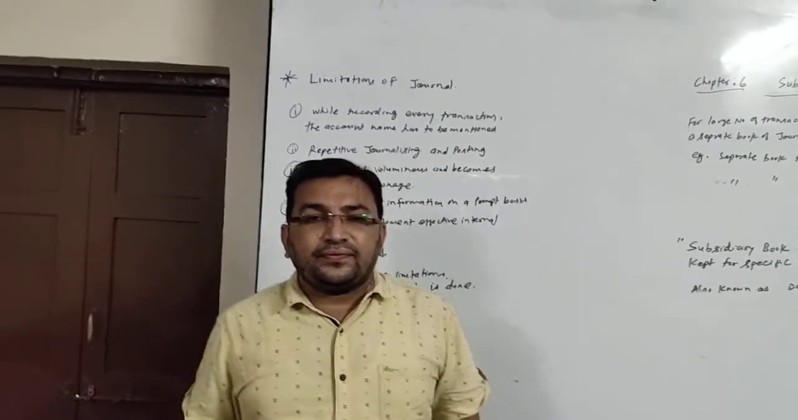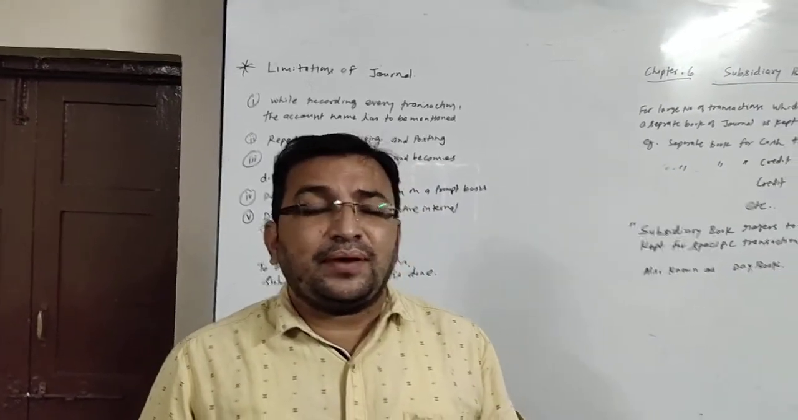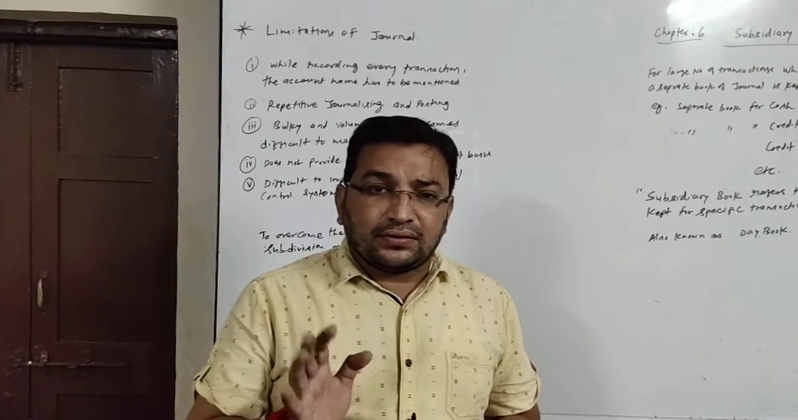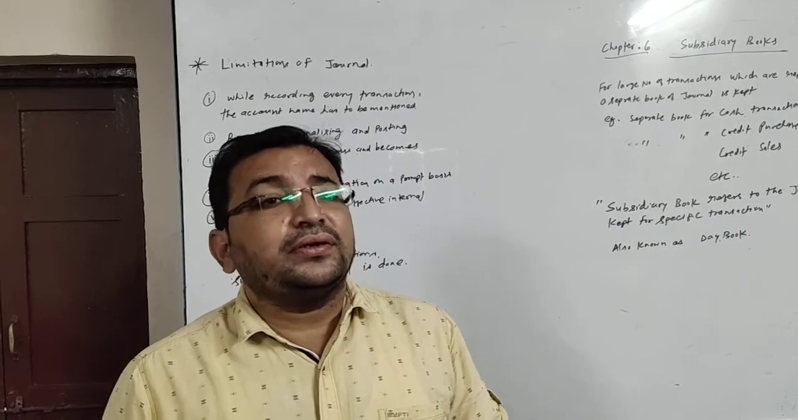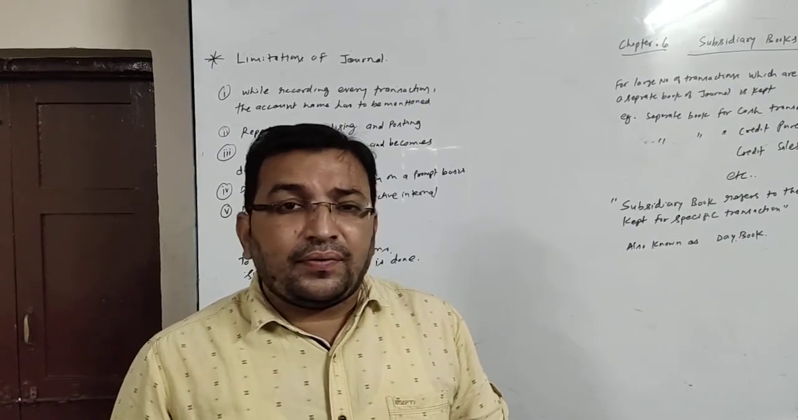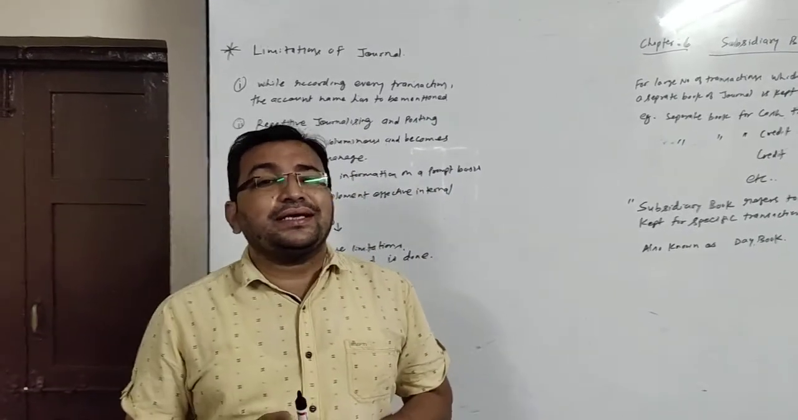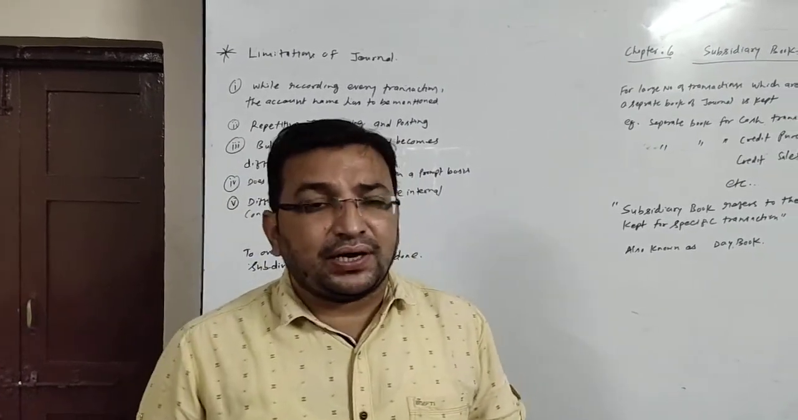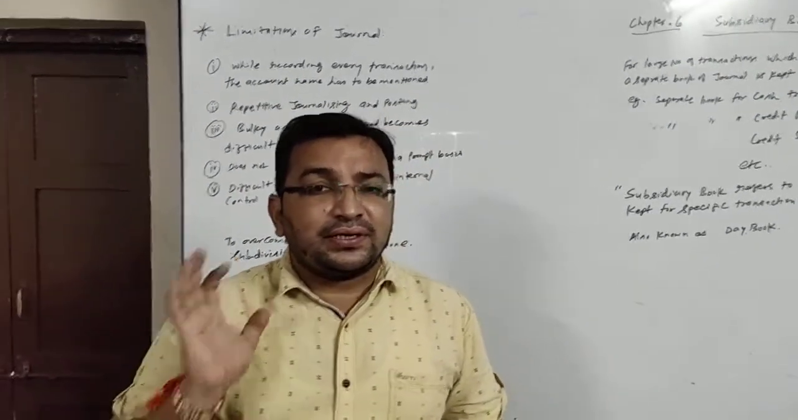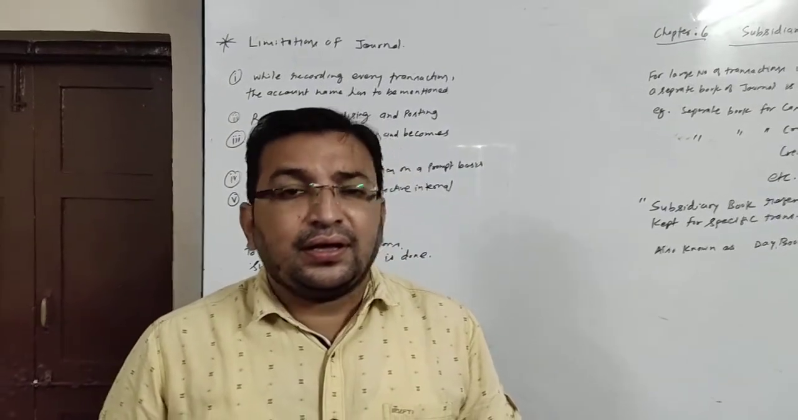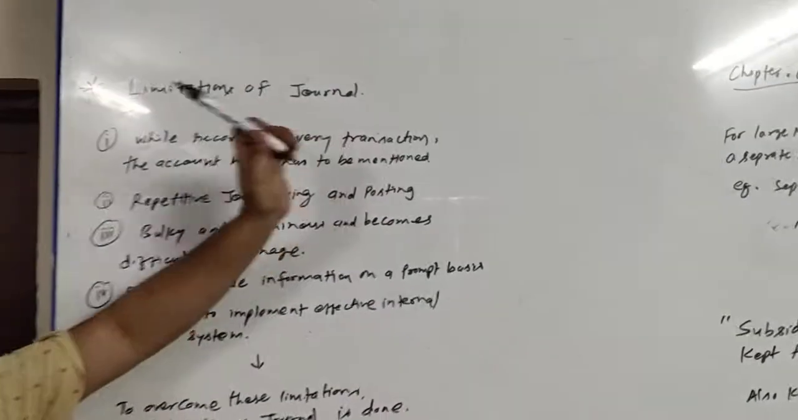Good morning, students. Today in this lecture, as we have already solved our chapter number 4 and 5, that is journal and accounting equation, we are aware about the journal. We are passing journal entries for each and every transaction, which are economic transactions. In this lecture, we are going to talk about some limitations of journal.